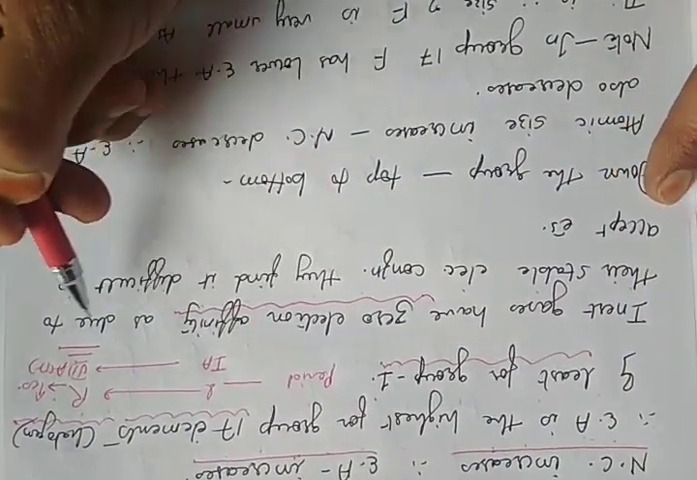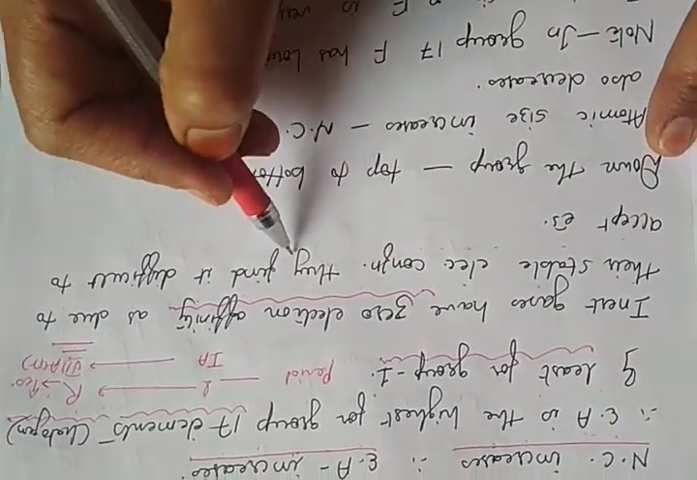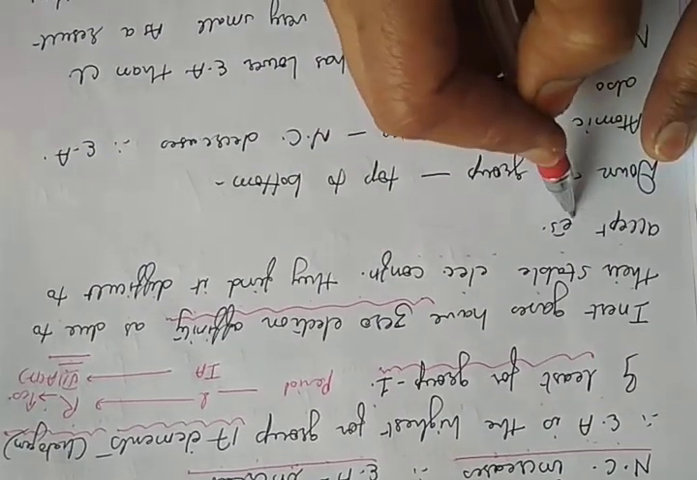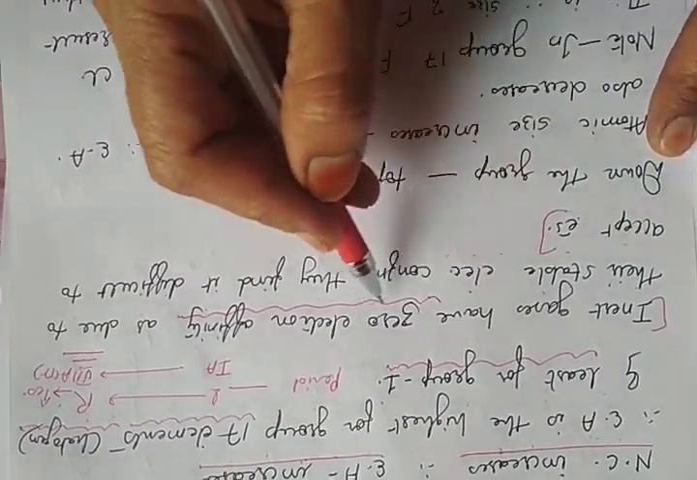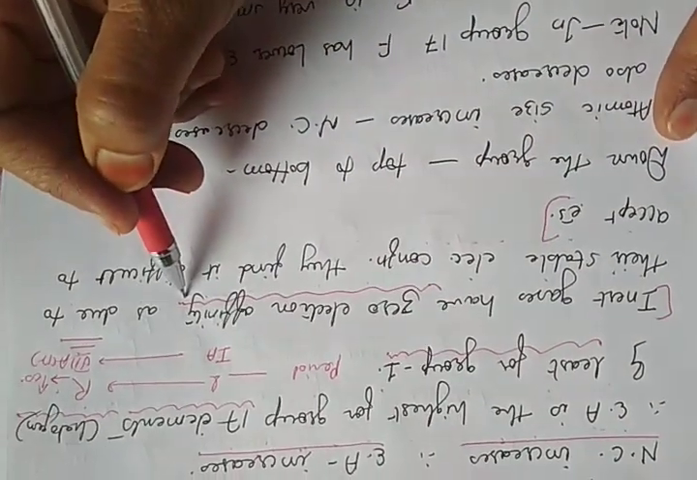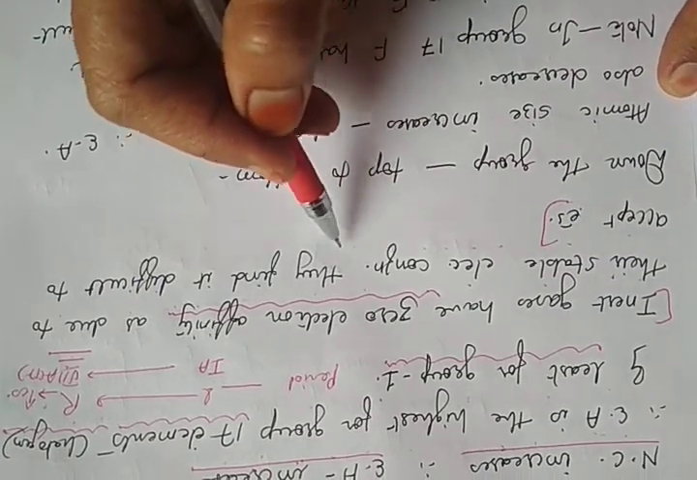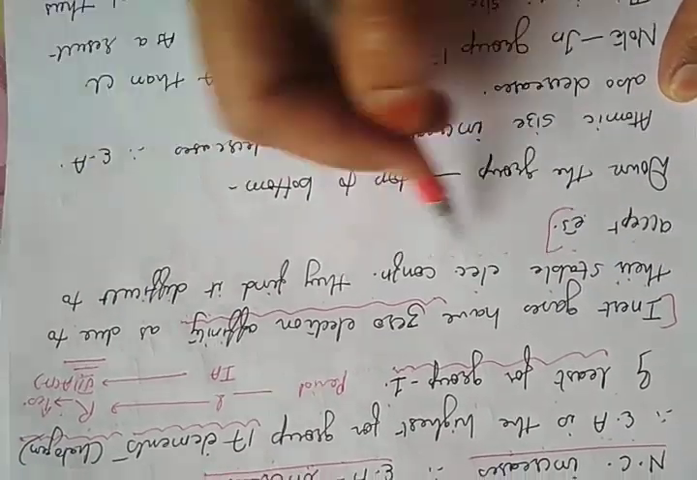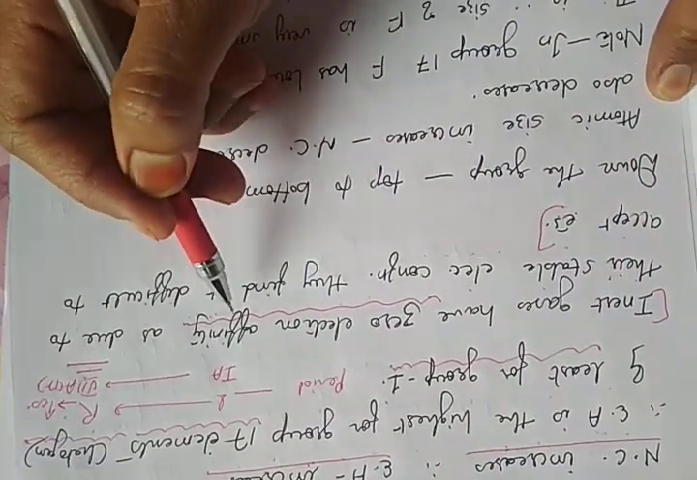Remember this special point. Inert gases have zero electron affinity. Why? Because they have a stable electronic configuration, so they find it difficult to accept an electron. This can also be asked as a give-reason question: why inert gases have zero electron affinity. The answer can be written as: due to their stable electronic configuration, they find it difficult to accept the electron. Therefore, they have zero electron affinity.